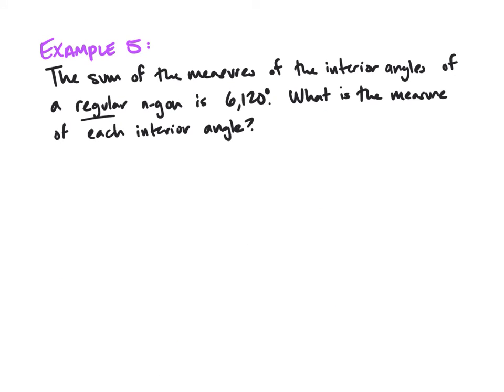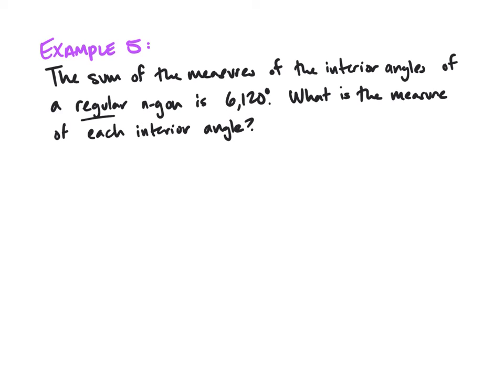Okay, so one more question here. It says the sum of the measures of the interior angles of a regular n-gon is 6,120 degrees. What is the measure of each interior angle? So first of all, we know that it's a regular n-gon, which means that all these interior angles are going to be the same. So if we could take this total number of degrees for the interior angles and divide by how many sides there are, or how many angles there are, that would give me my measure for each interior angle.